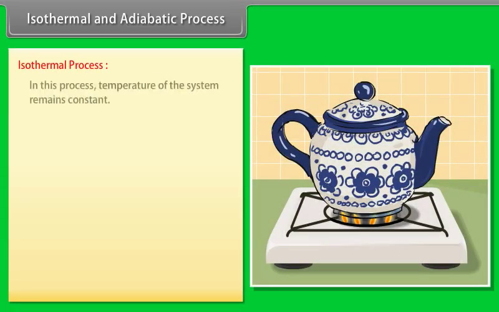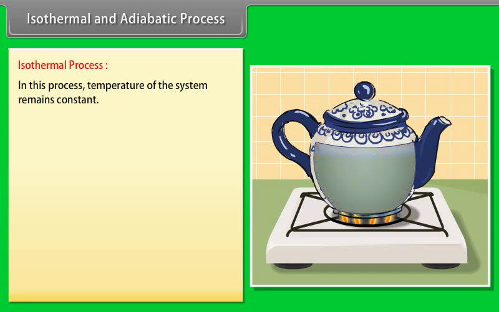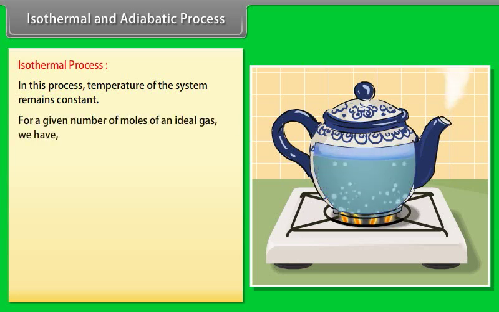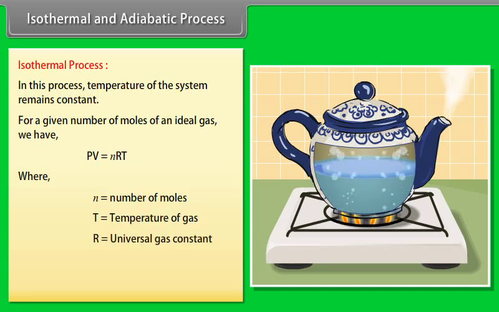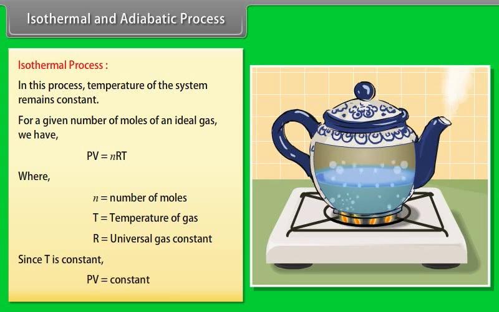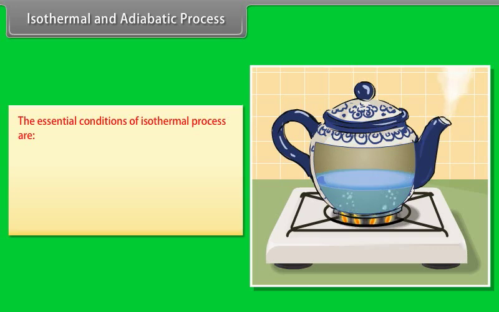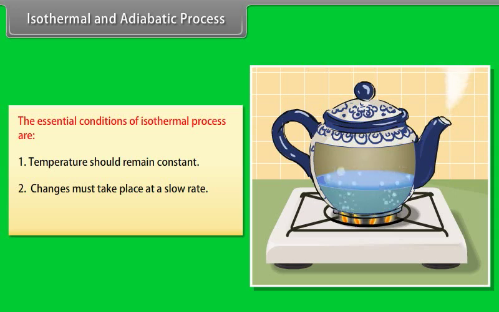Isothermal and adiabatic process. Isothermal process. In this process, the temperature of the system remains constant. For a given number of moles of an ideal gas, we have PV = nRT, where n is the number of moles, T is the temperature of the gas, and R is the universal gas constant. Since T is constant, PV is also constant. The essential conditions of an isothermal process are: temperature should remain constant, changes must take place at a slow rate, and the specific heat of the gas is infinite.